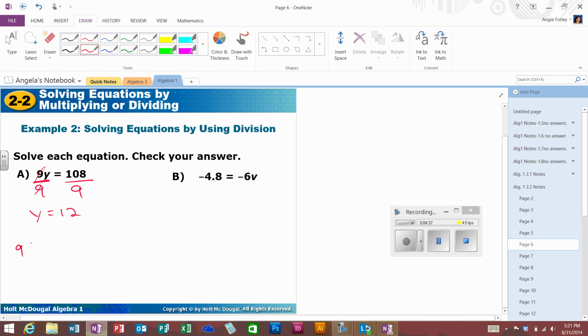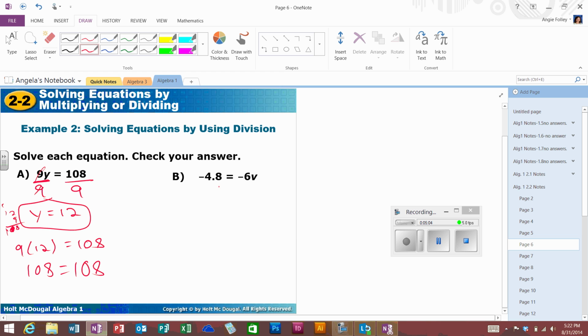I'm going to plug that back in just to check to make sure I have the right answer. And again, you should check over on the side to make sure that you have the right answer. Did I just mess something up? No, I didn't. I just wrote the wrong thing. So it is 108. That's why it's good to check your answers.